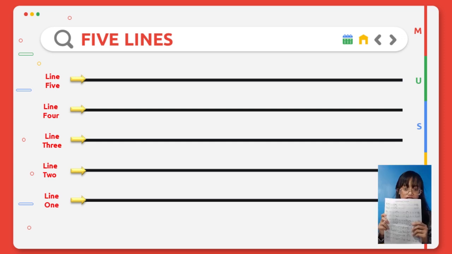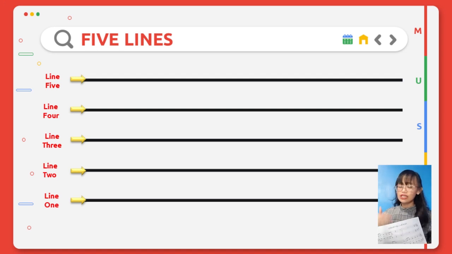So here in my music sheet, this is a staff. So 1, 2, 3, 4, 5. So kung may pyesa po kayo, you can get it. And yan, para mas makita nyo.